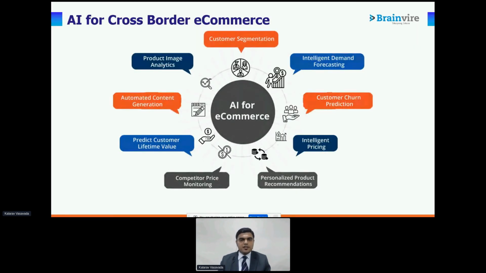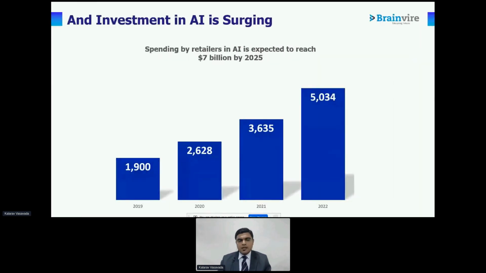So in artificial intelligence for e-commerce, you can think about the analytics of a product. You can have intelligent demand forecasting, like which customer base or which specific country has which product demand, and based on the same you can price the product with intelligent pricing, and you can have personalized product recommendations, so that it will be really helpful to them.